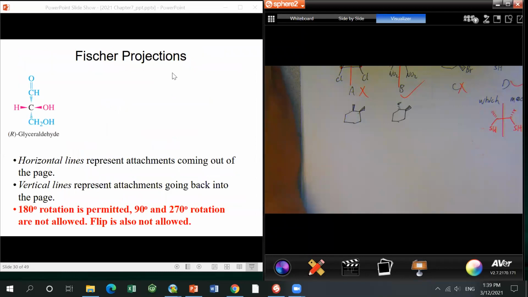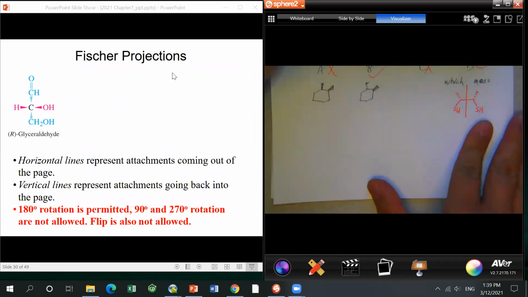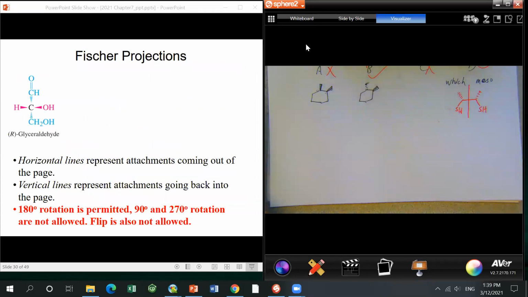All right, now we move to another hard topic: Fischer projection. We already learned two ways to show the stereochemistry of a molecule. The first one is the wedge-dash structure, wedge bond and dash bond, pointing towards you and pointing away from you. Another one is the Newman projection, with the single spot and the big circle, front carbon and back carbon. And the third way to show it is the Fischer projection.